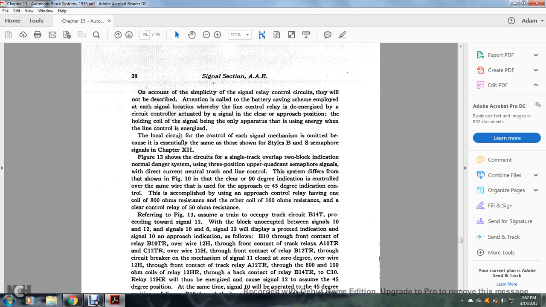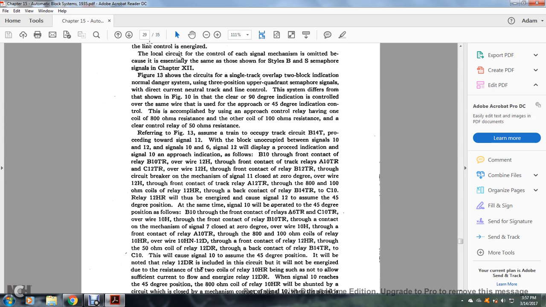The system differs from that shown in figure 10, in that the clear, or 90-degree indication, is controlled over the same wire as the approach, or 45-degree indication, control. This is accomplished by the use of the approach control relay having one coil of 800 ohm resistance, the other coil of 100 ohm resistance, and a clear control relay of 50 ohm resistance.